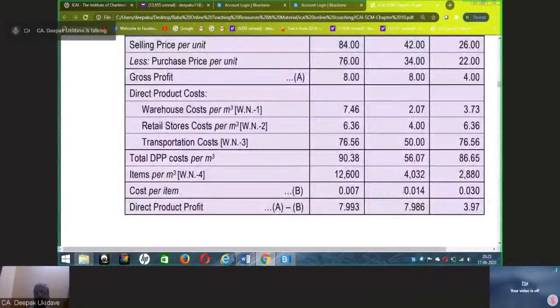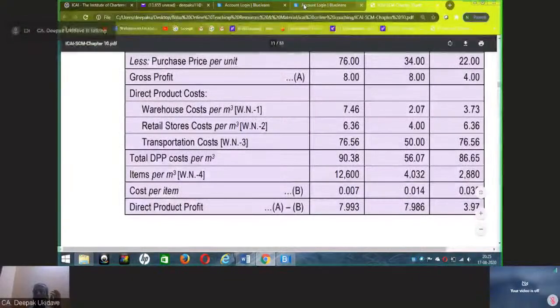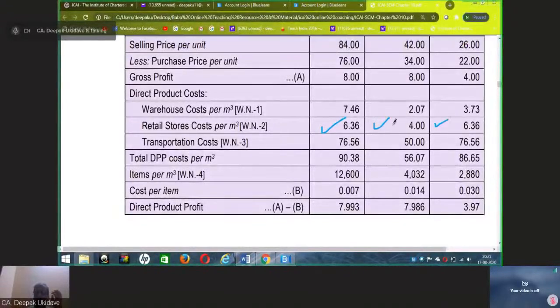On the same lines now we will go for transportation cost. Look at the transportation cost, working note 3.